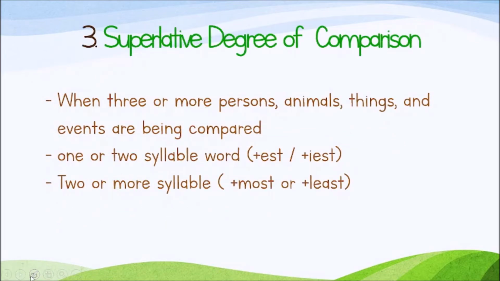Now, let's proceed to the third degree, the superlative degree of comparison. When three or more persons, animals, things, or events are being compared, we use the superlative degree. For one or two syllable words, we add est or iest. For two or more syllables, we add most or least. So again, for superlative degree, we are already comparing three or more nouns.